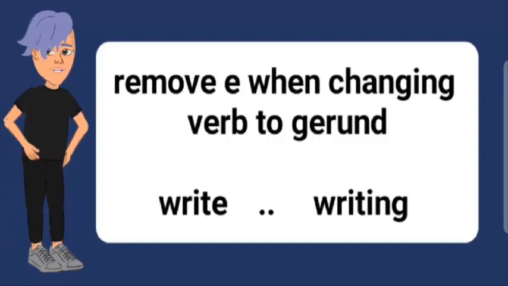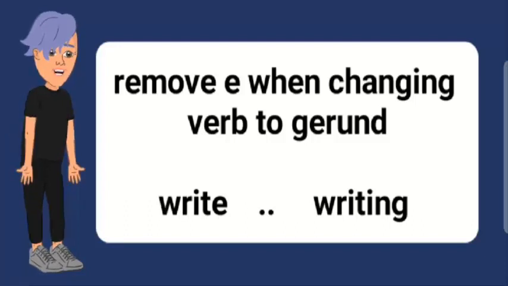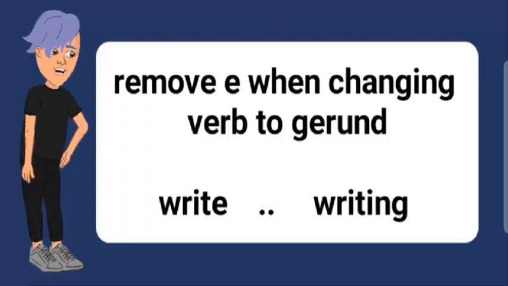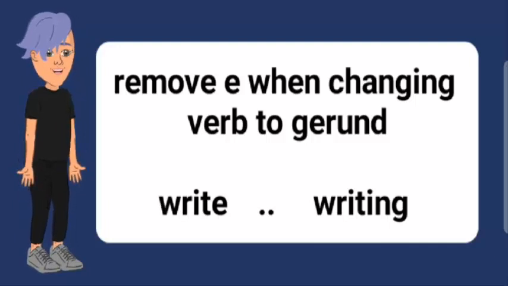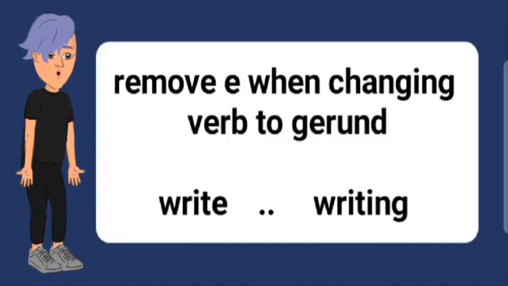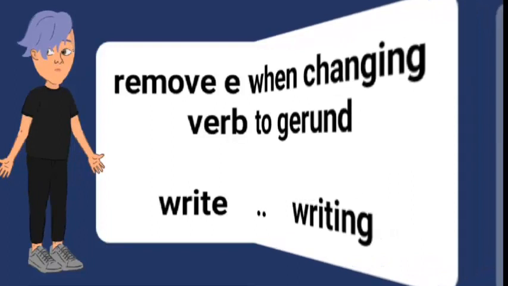So if you're turning a verb like write into a gerund by adding -ing, remember to remove the E. So write, W-R-I-T-E. When you turn it into a gerund, say, I love writing. So you remove the E and omit it, and then you write the -ing. That will help you with your spelling as well, with verbs that end with E when you turn them into a gerund.